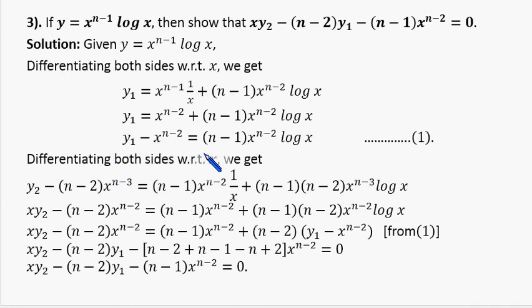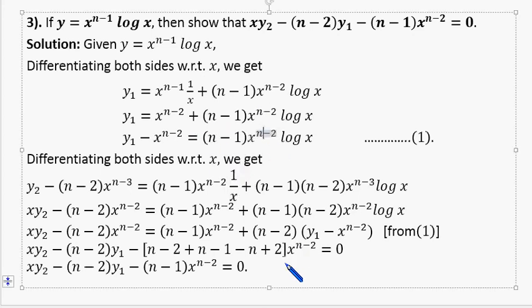Differentiating both sides with respect to x in the above equation, we get y2, the derivative of y1 is y2. Again the derivative of x to the power of n minus 2 is n minus 2 into x to the power of n minus 3, that is equal to, here also we apply the product rule. n minus 1 is a constant term, and therefore n minus 1 into x to the power of n minus 2 into the derivative of log x, 1 by x, plus n minus 1 into the derivative of x to the power of n minus 2, which is n minus 2 into x to the power of n minus 3 into log x.